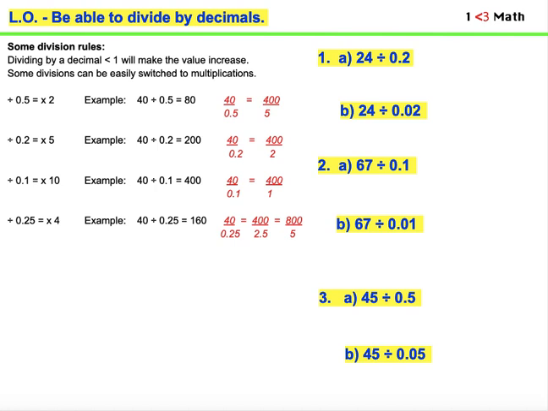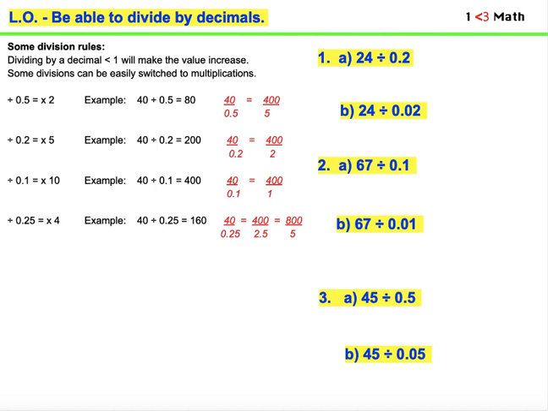So welcome back to 1 Lesson 3 Math. The learning objective of this video is to be able to divide by decimals. Now on the left hand side, and you might want to pause your video just to read through this, we have some division rules. Now the first thing to note is that dividing by a decimal less than 1 will make your value increase. Some divisions can be easily switched to multiplication, so we have a list of them there.